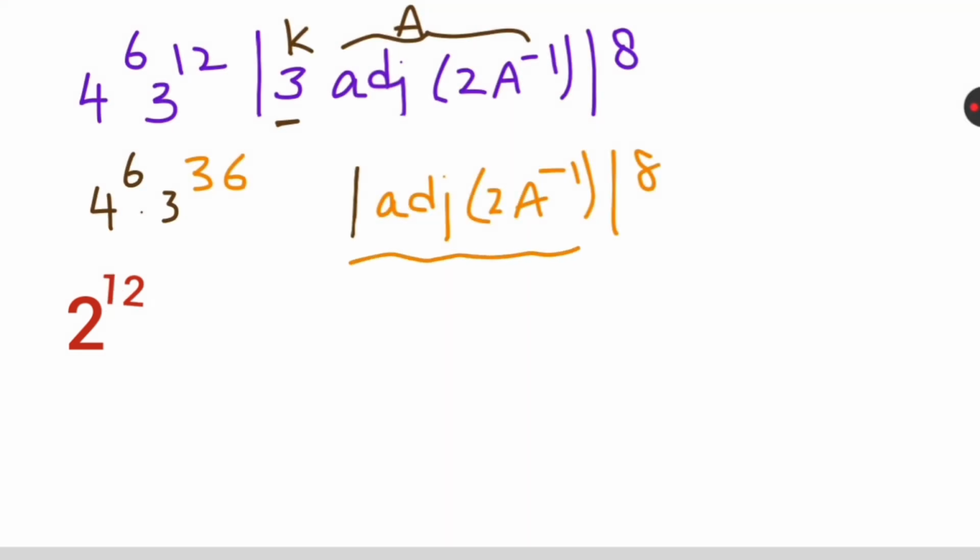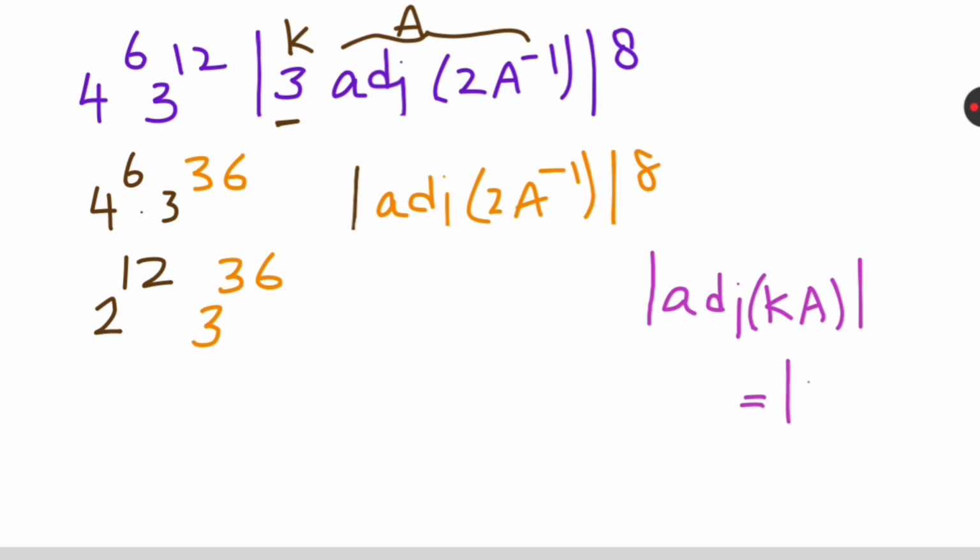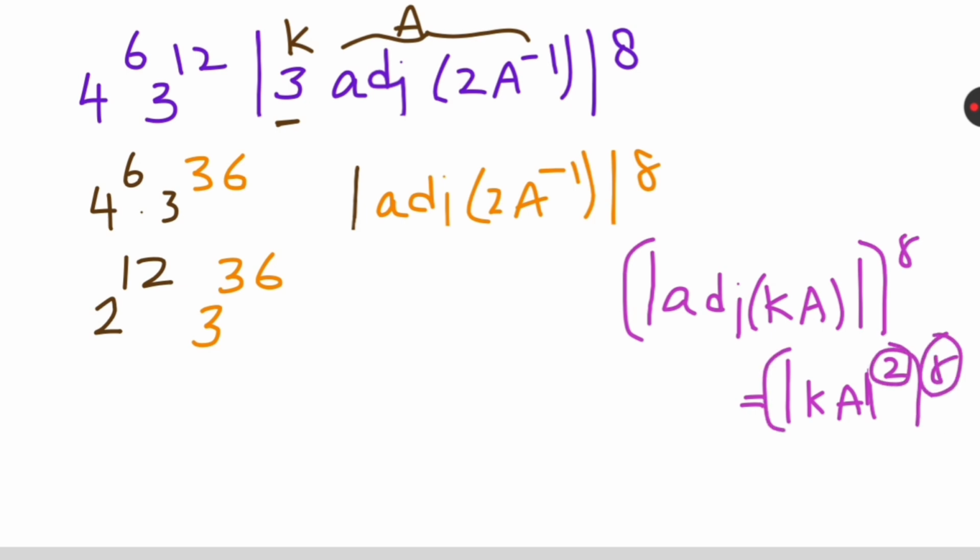Now observe this expression. It is in the form of our first property. So what is our first formula? Determinant of adjoint of KA is equal to determinant of KA whole raised to the power of n minus 1. So here n is nothing but 3, 3 minus 1, which is 2. And here we have a power 8. So let's take power 8 on both sides. Then we get determinant of KA whole raised to the power of 2 and whole raised to the power of 8, it turns into whole raised to the power of 16. So this expression we can write, K is nothing but 2, as determinant of 2A inverse whole raised to the power of 16.